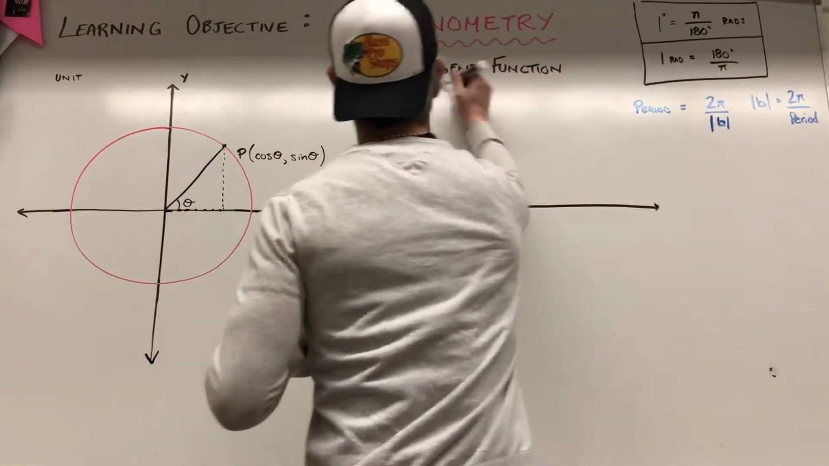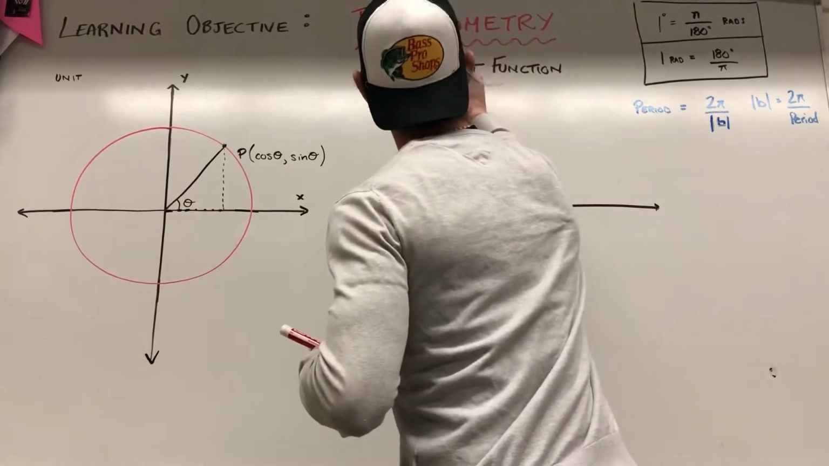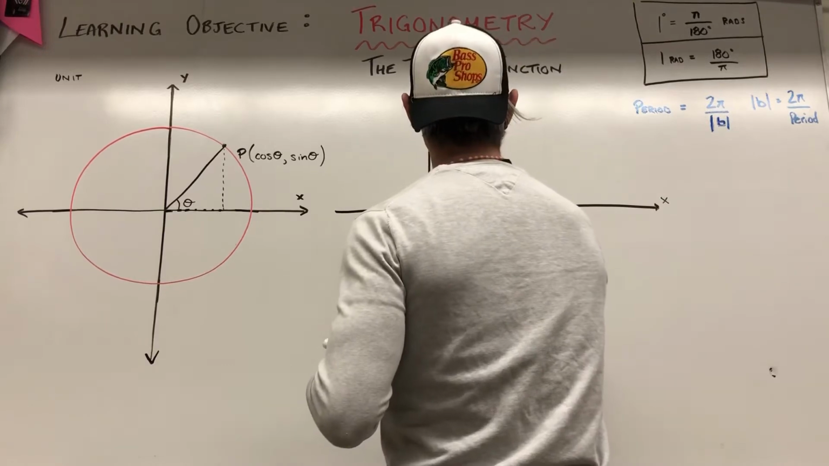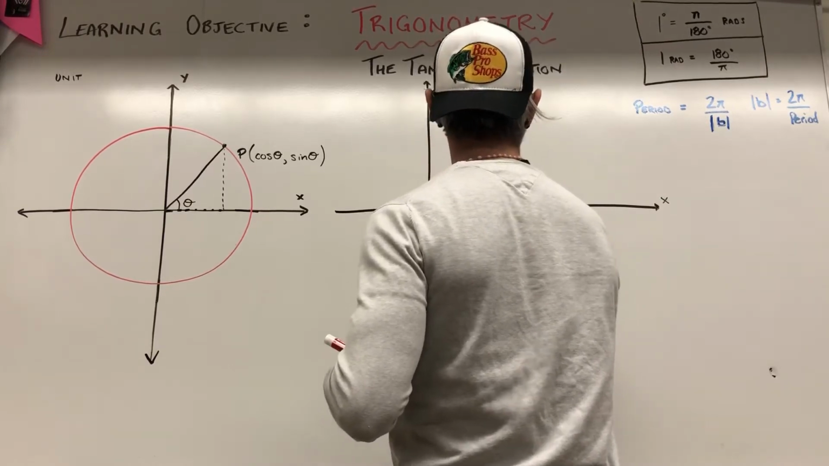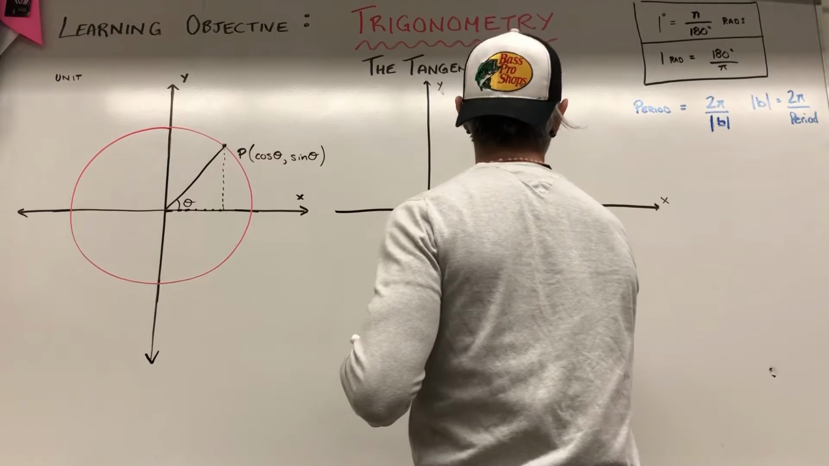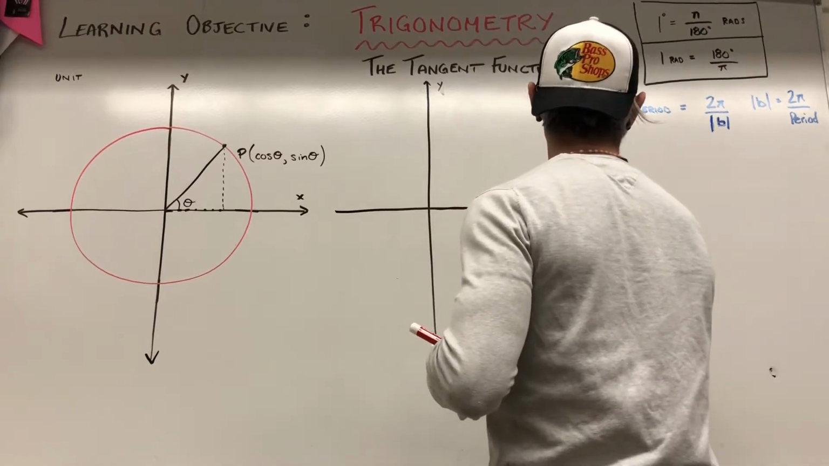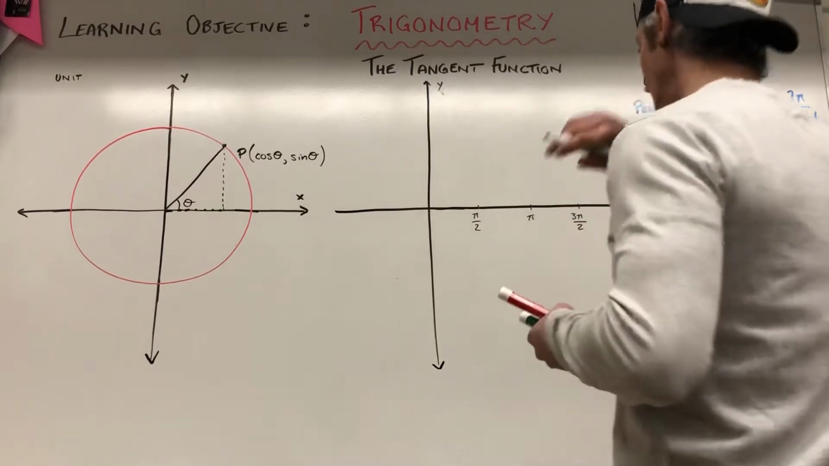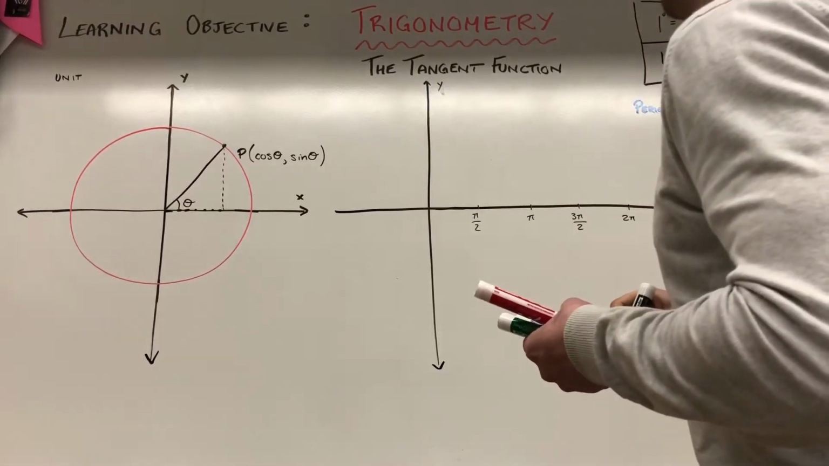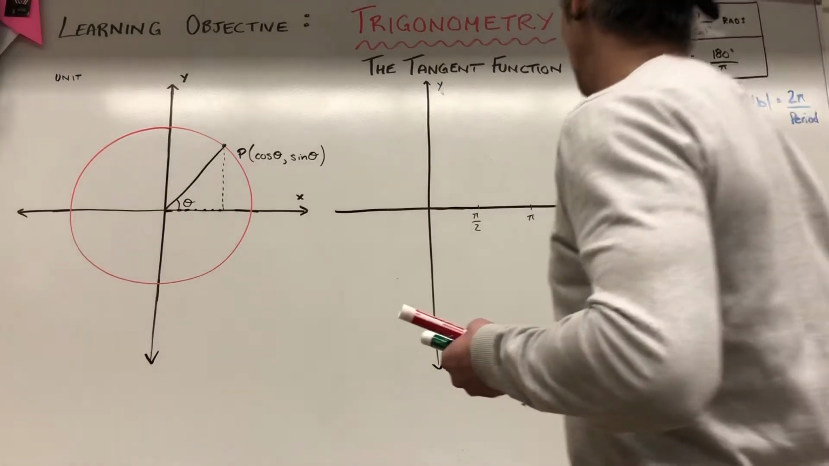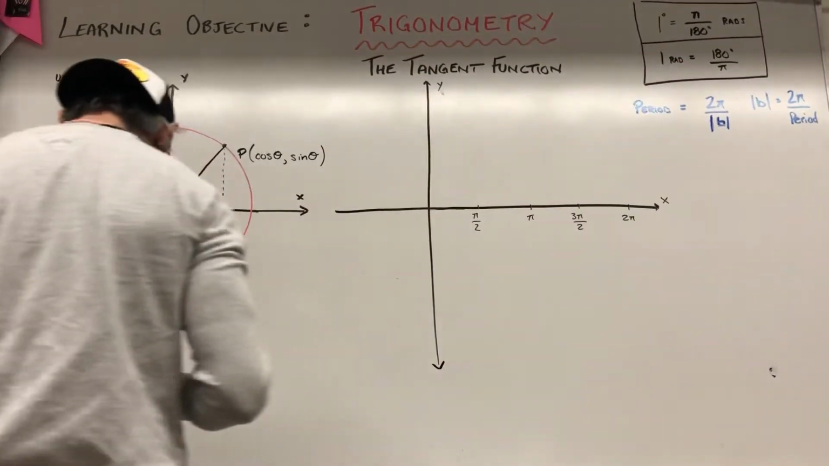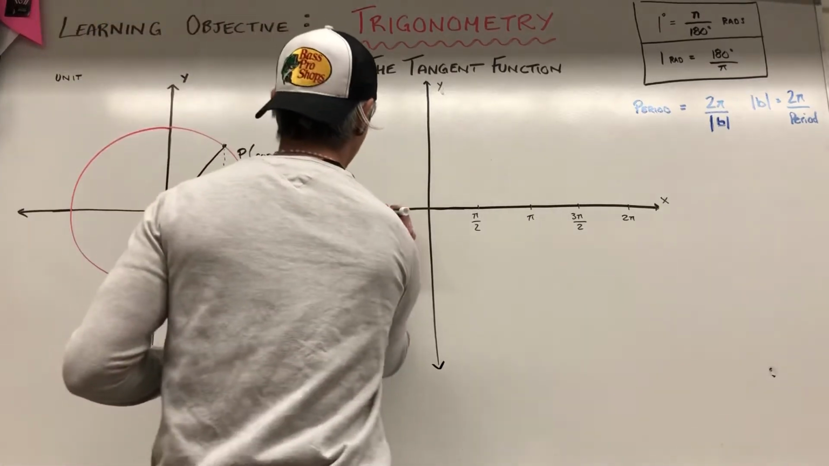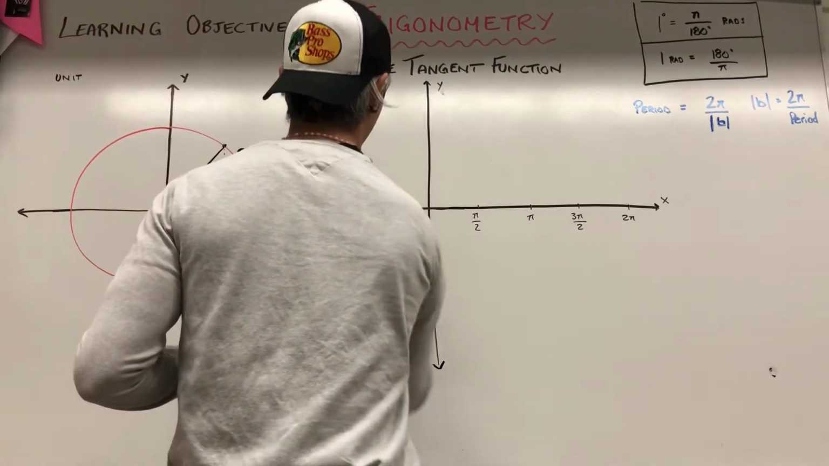Okay, so we've got x, well, we got y. We've got x, and let's break this up into pi over 2, pi, 3 pi over 2, 2 pi. Okay, now our tangent function, negative pi over 2, okay?